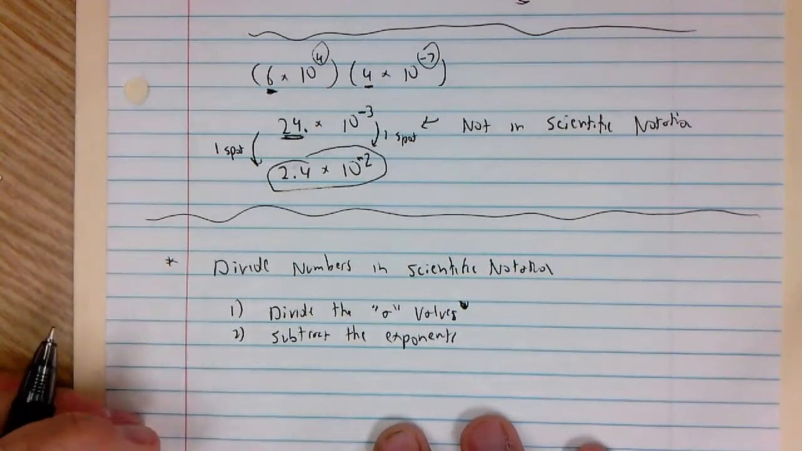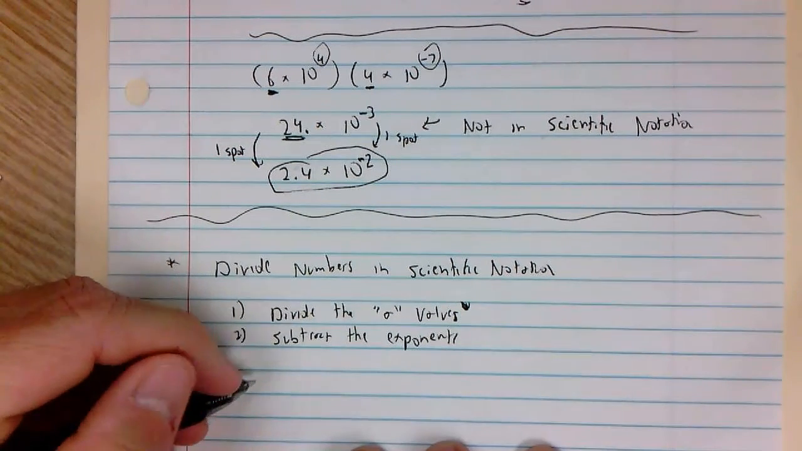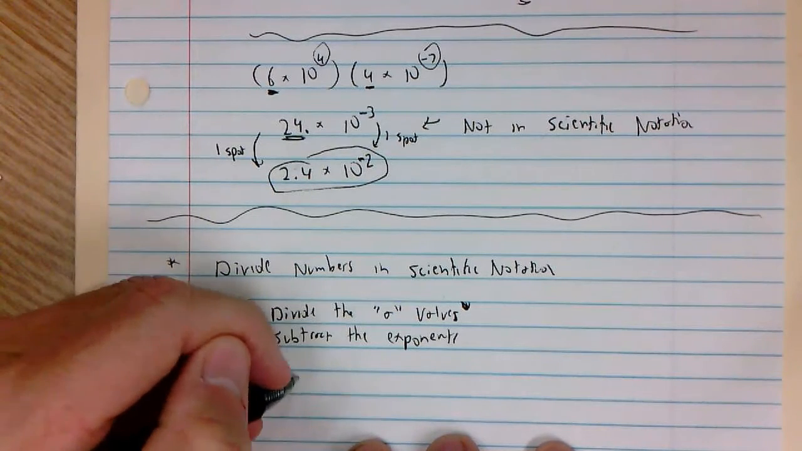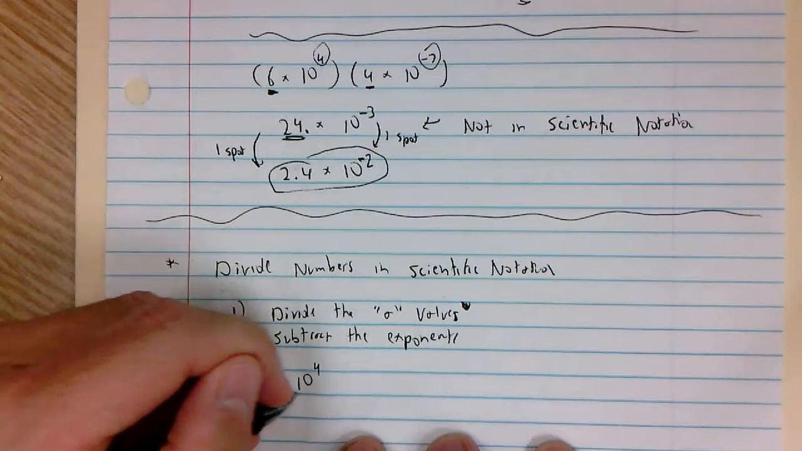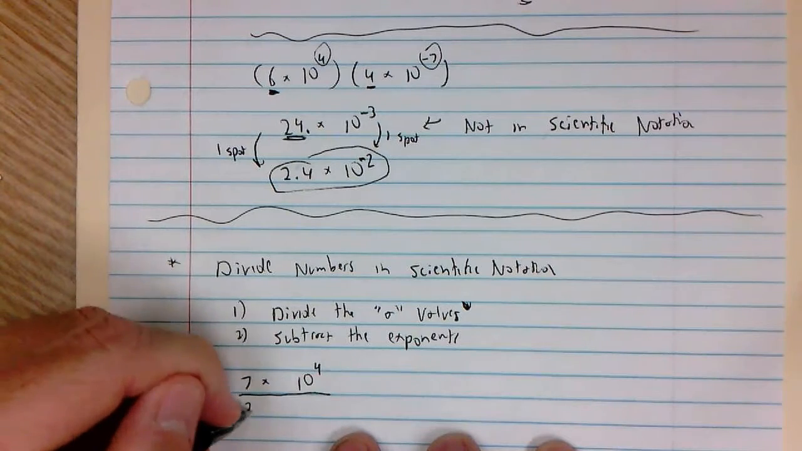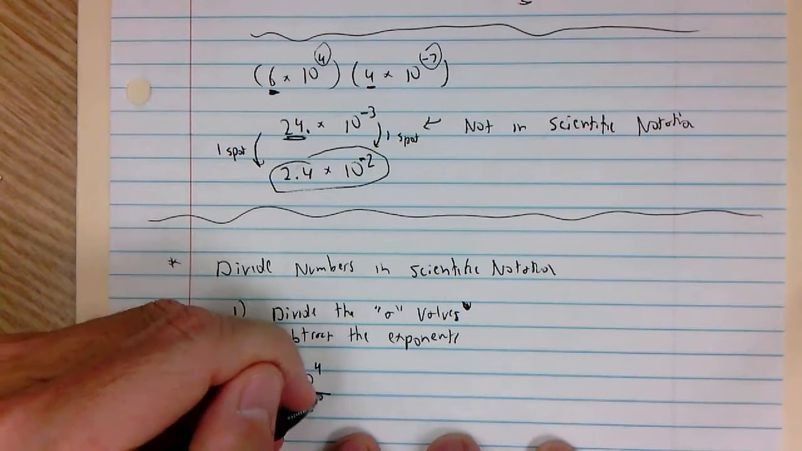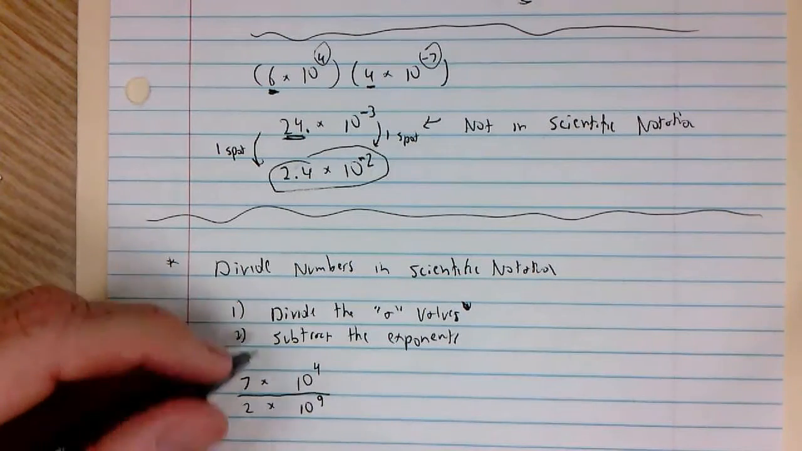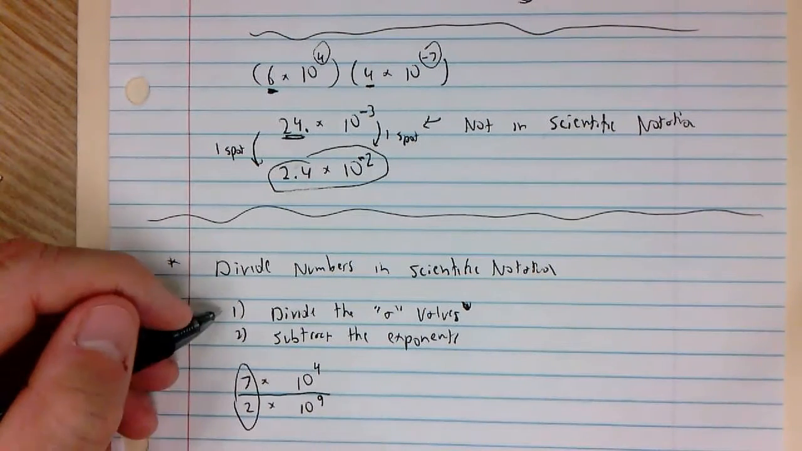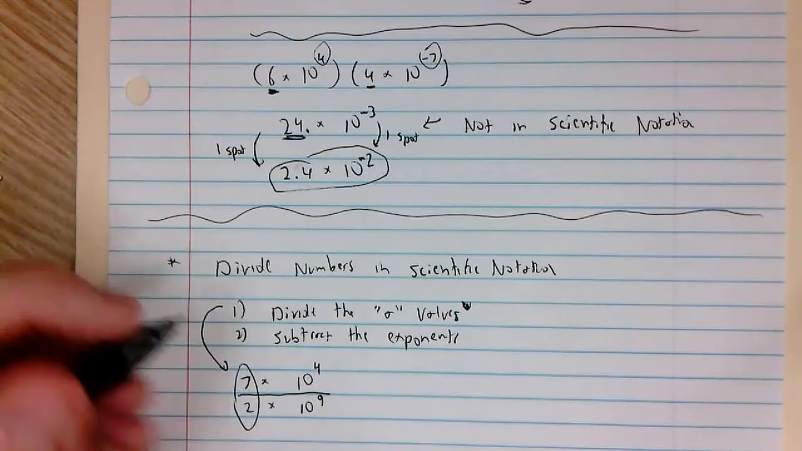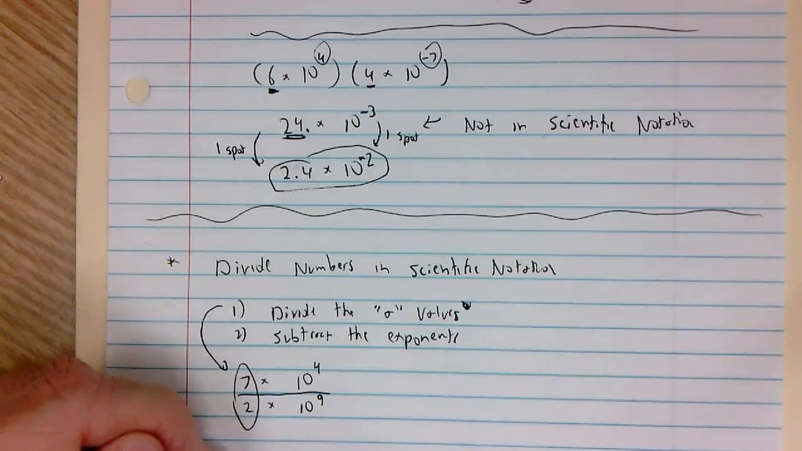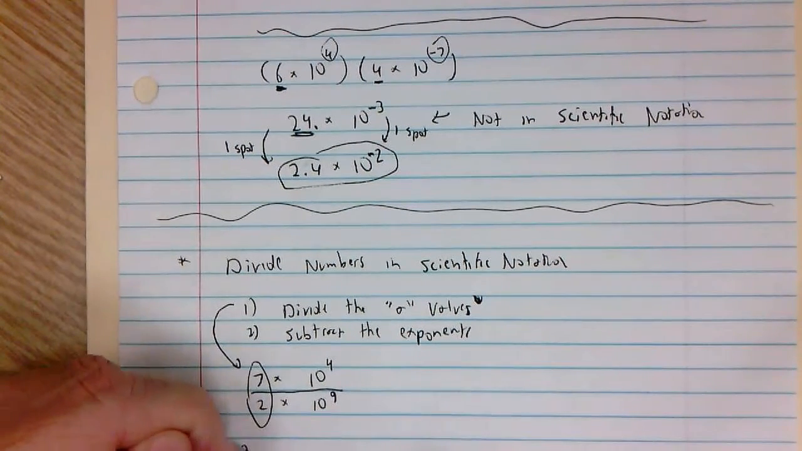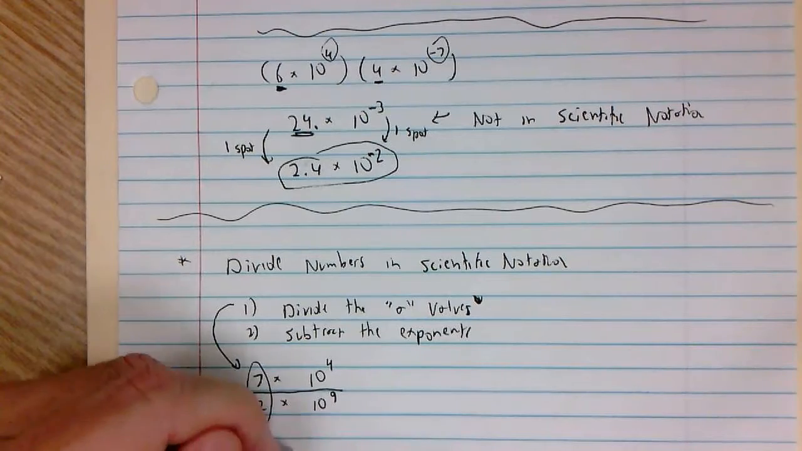So, I'm going to do two examples here and show you the difference. If I have 7 times 10 to the 4th divided by 2 times 10 to the 9th. The first step is divide the a values, right? 7 divided by 2, and I do that on my calculator, and I get 3.5.